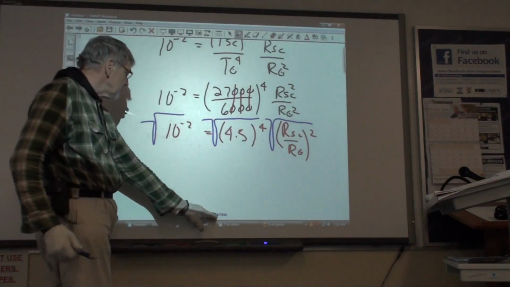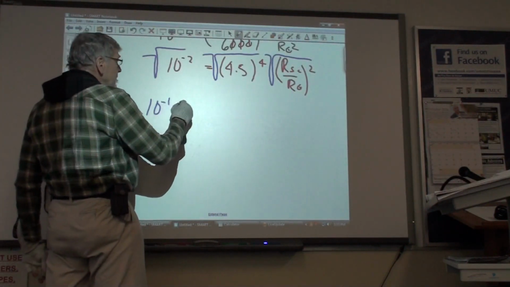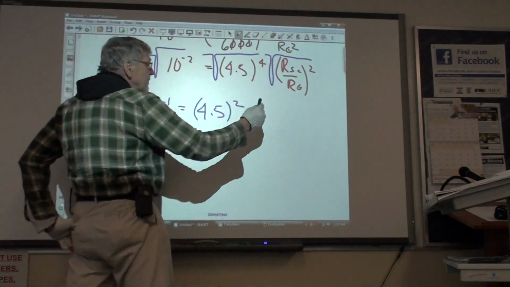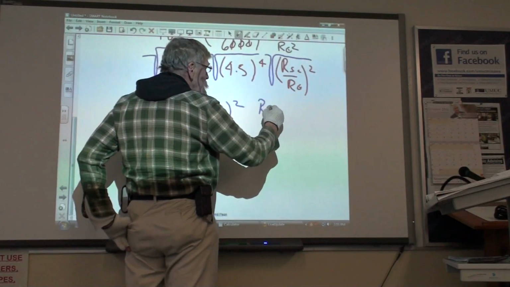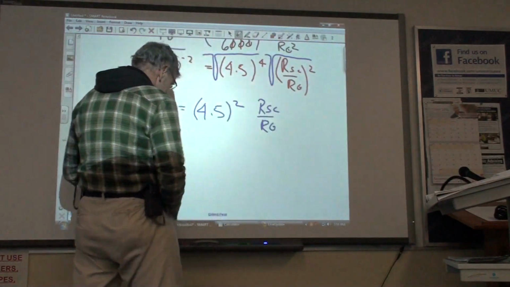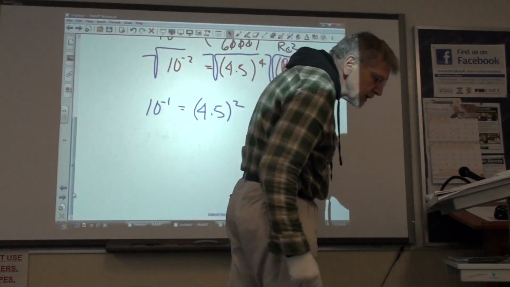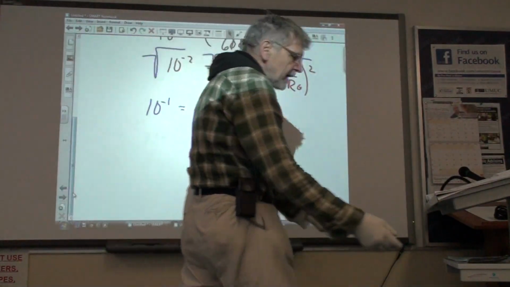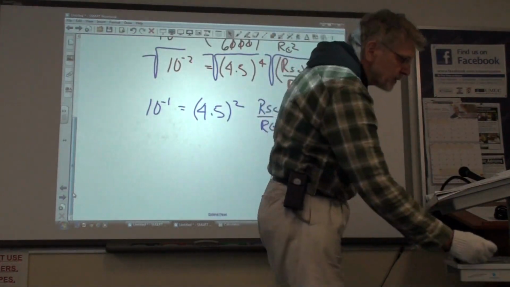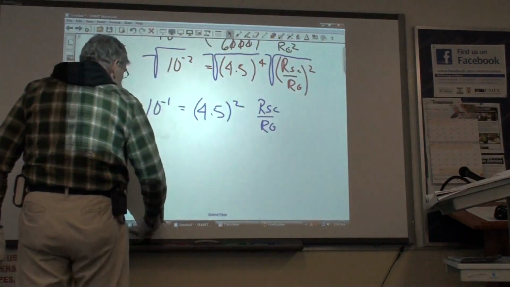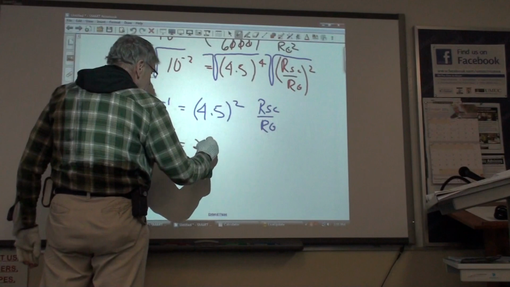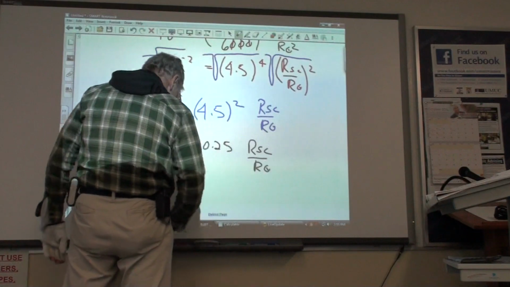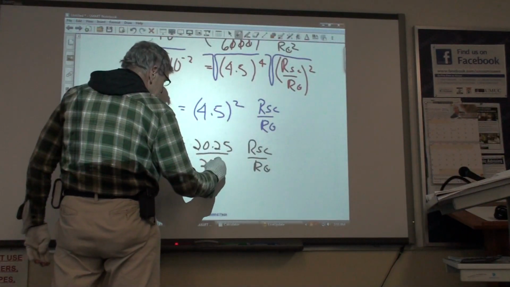Now the square root of 10 to the minus 2 is 10 to the minus 1. The square root of a 4th power is the square. And the square root of a square is just the object itself. Now 4.5 squared is 20.25. You take the calculator and do 4.5 squared, 20.25. So we have as our next step 10 to the minus 1 equals 20.25 times the ratio that we're looking for. And you divide both sides by 20.25.